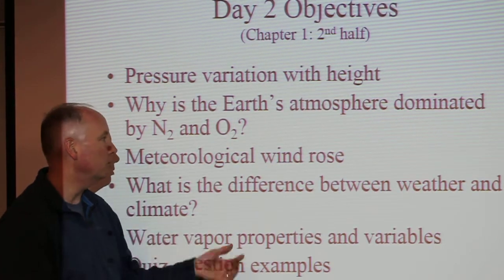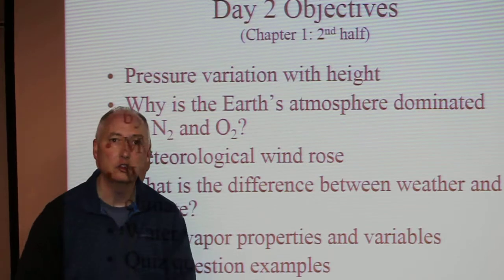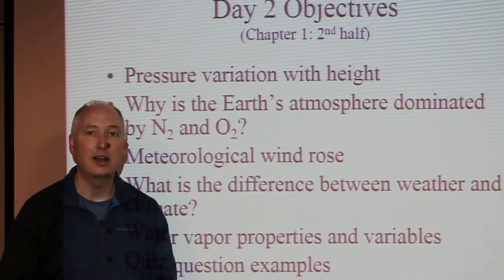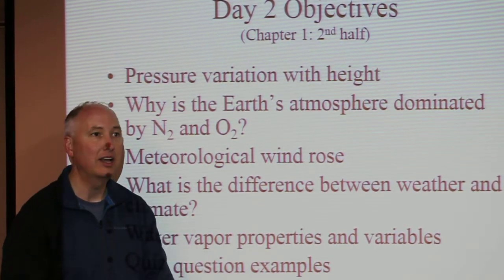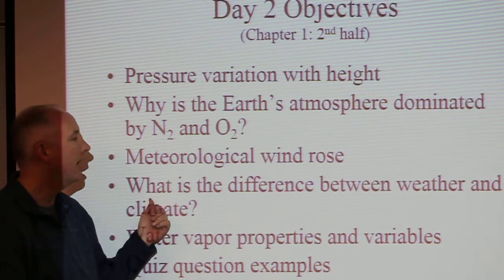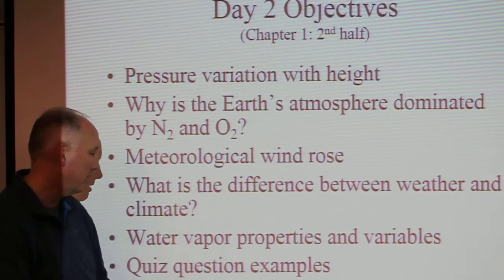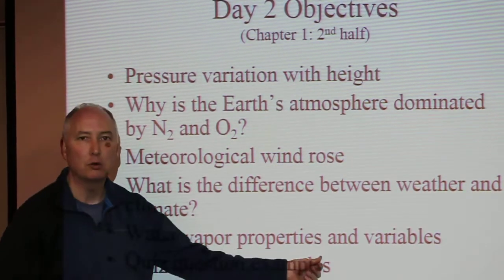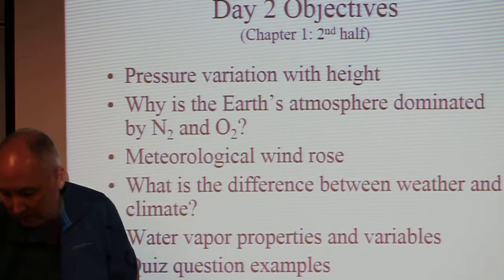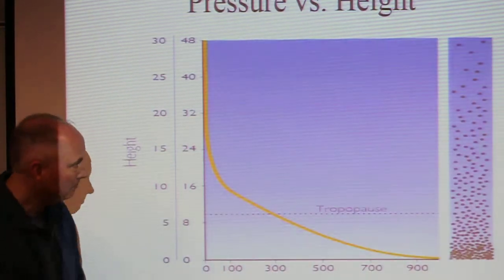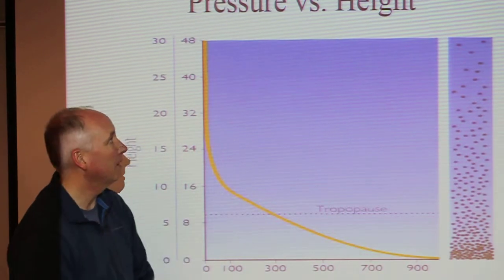The second part will focus on the meteorological windroses, which is how we describe the winds that are coming from different directions. We'll talk about the difference between weather and climate, and we'll talk about water vapor properties and variables in the atmosphere. Last time we were talking about pressure with height.